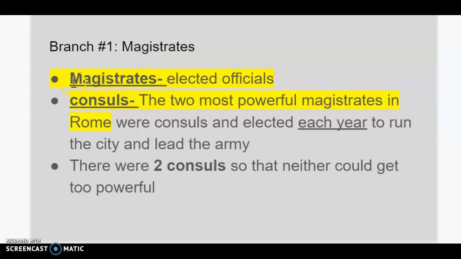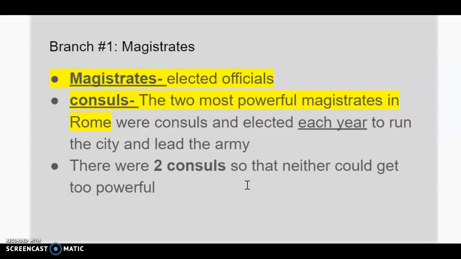These elected officials had so much power as a consul to run the city of Rome that they were only allowed to run for 1 year before getting reelected or someone else being elected. And there are two consuls, just like there are three branches, for balance, so that neither of these two really important elected officials, the consuls, could get too powerful.